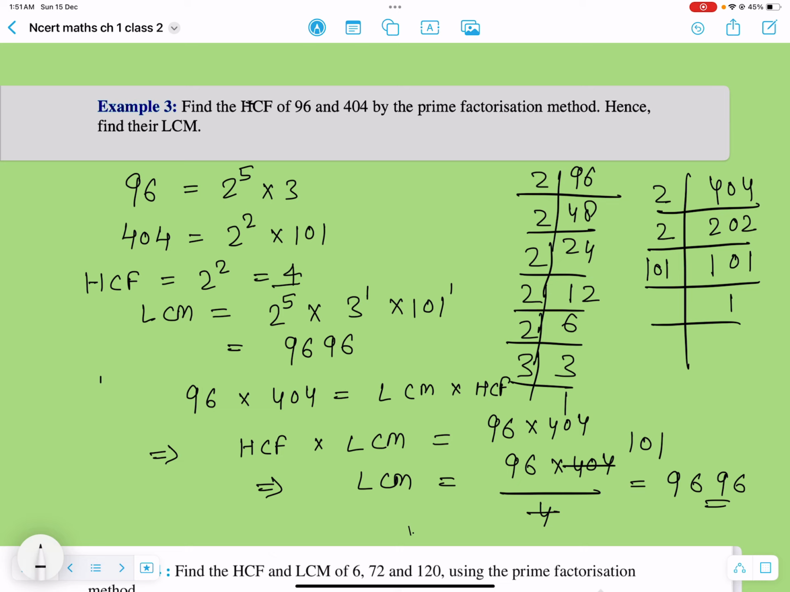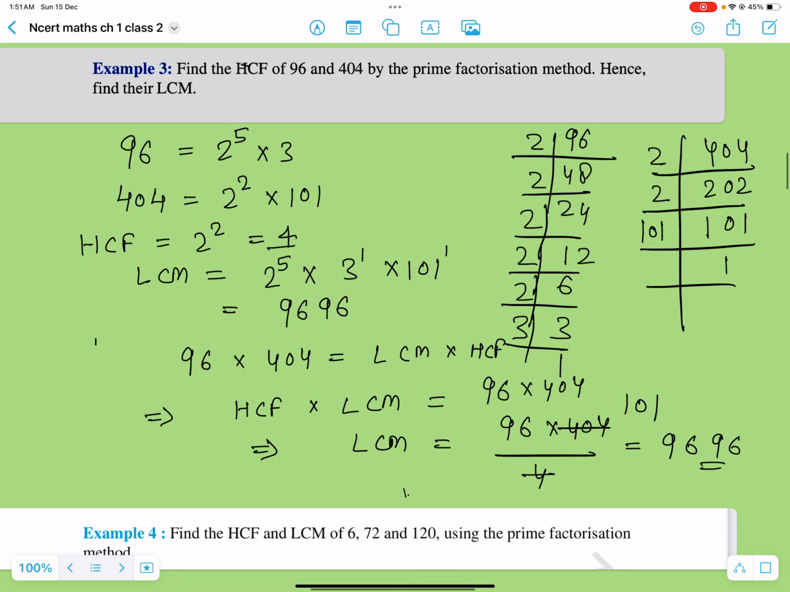So there are two ways you can apply this formula to find the LCM or HCF if you have already calculated the LCM or you are given the LCM in the question. But remember, this formula is only applicable for two numbers. If you apply it to three numbers, that's not going to give you the desired result. That'll be a wrong formula. So don't try to apply it on three numbers. It'll just work for two numbers.